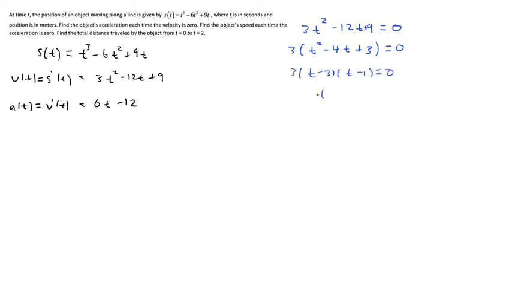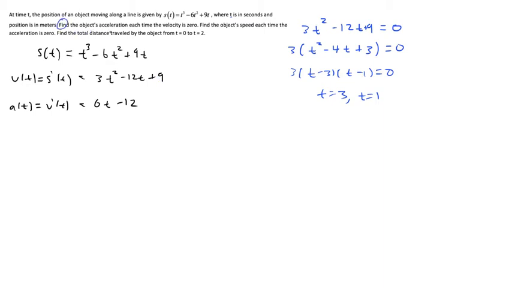So what do we get? We get t equals 3 and t equals 1. What does that mean? It means at 3 seconds, the velocity is 0. Remember, we set the velocity equation equal to 0 here. So at 3 seconds, velocity is 0, and at 1 second, the velocity is 0. So we can answer this first question.